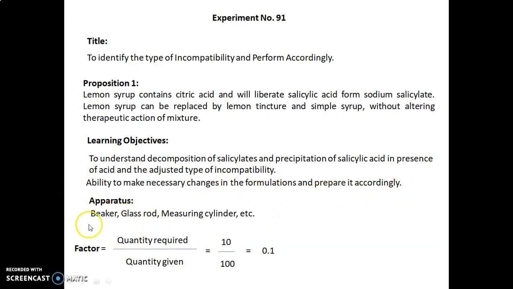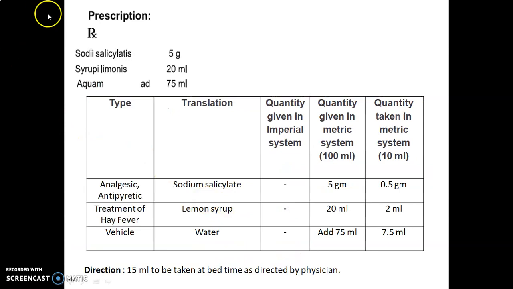Apparatus required are beaker, glass rod, measuring cylinder, etc. Factor calculated as quantity required upon quantity given is equal to 10 upon 100, that is equal to 0.1. So this is a prescription, which is denoted by the symbol Rx. In this formula, the names of the ingredients are given in Latin terminology, and we have these quantities. So let's discuss in detail the formulation table.